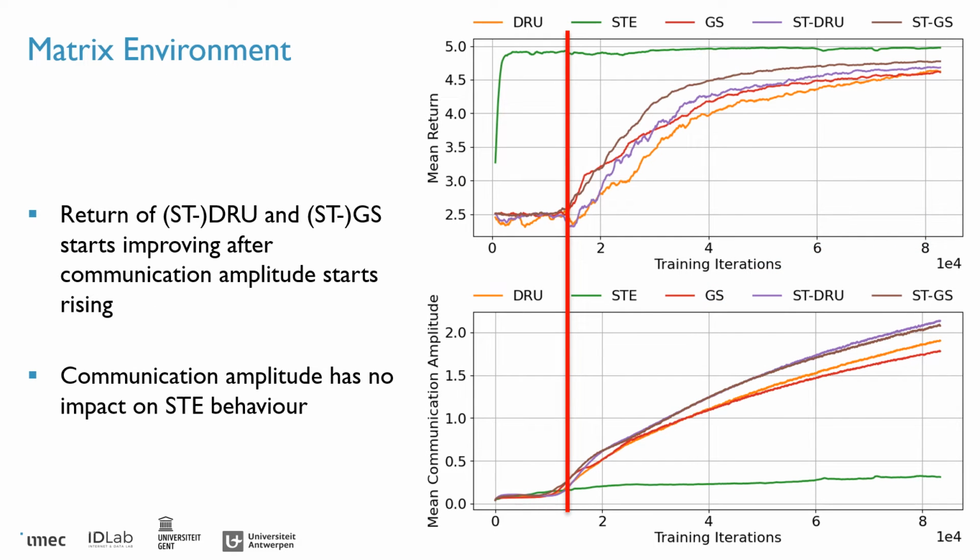When you put the graphs of the mean return and the communication amplitude on top of each other, we can see that there's a clear correlation between when the communication amplitude starts rising and when the mean return starts rising. And this is not the case for the straight-through estimator agents. This shows that for each of the methods except for the straight-through estimator, a certain communication amplitude is needed before the communication is interpretable by the receiving agent. And this causes a delay in the training performance, which causes a slower training speed for all of the methods except for the straight-through estimator.